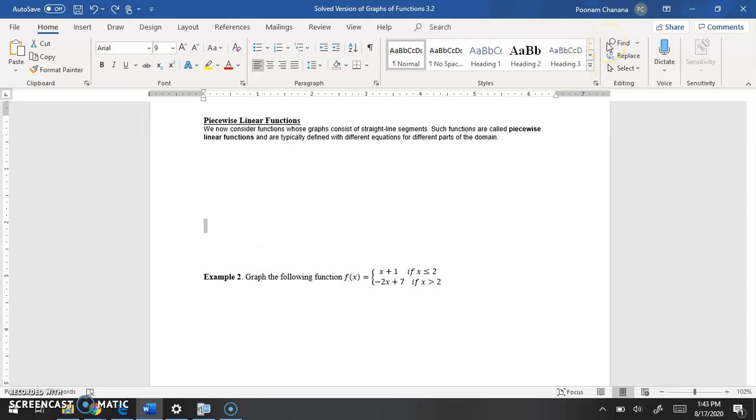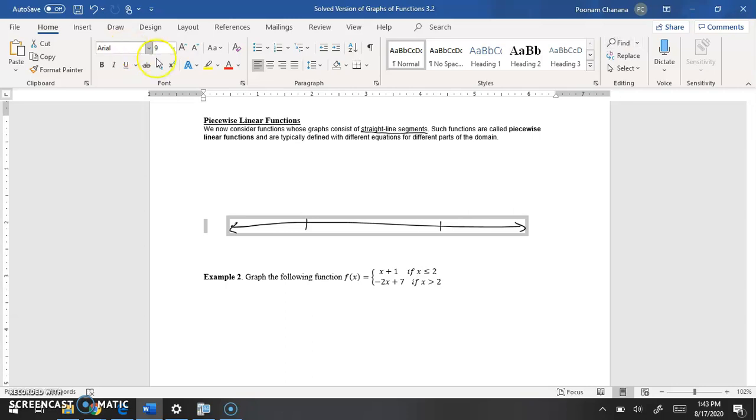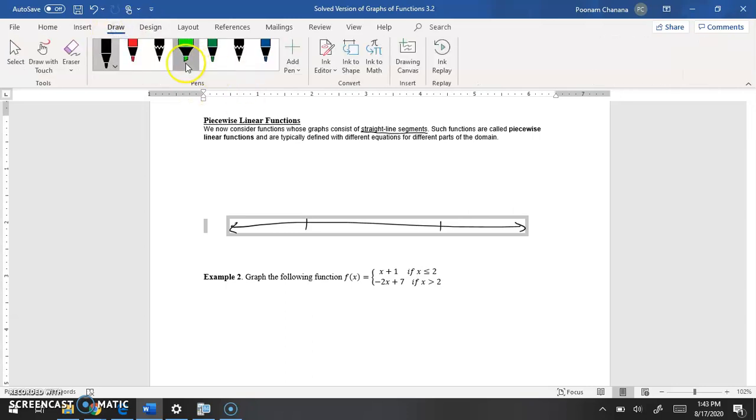Let's define piecewise linear functions. Piecewise linear functions are those graphs which consist of straight line segments. What does segments mean? For portions of their domains, if we have some set of domains, the graph is defined differently on different portions of the function. So on one small portion, the function will be defined differently.